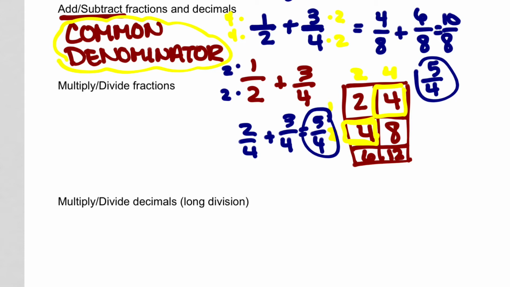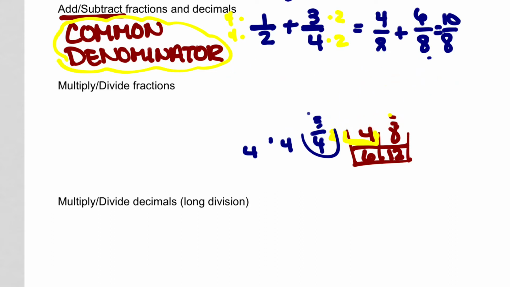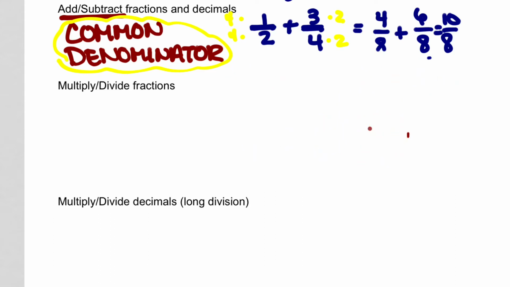Okay, let's move on. I'm going to go ahead and clear some of this space, so hopefully you got all that. Let's clear some of this space out. Looking at multiplying or dividing, well, there are two different methods. I'm not going to put that in the same color because there are two different methods.